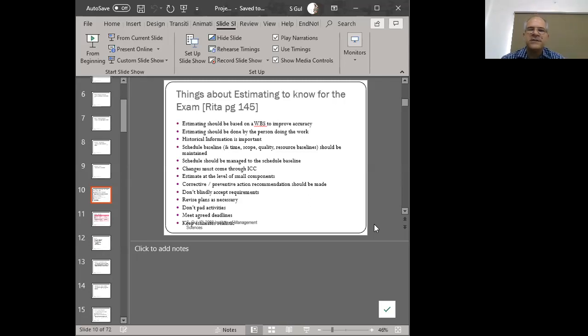So any kind of changes into our schedule, or any idea of a change in a project, must come through the integrated change control system, or a change control board. So we need to have that in place, and we have to have all the impacts evaluated and presented, and then a decision is going to be made about whether to integrate it.